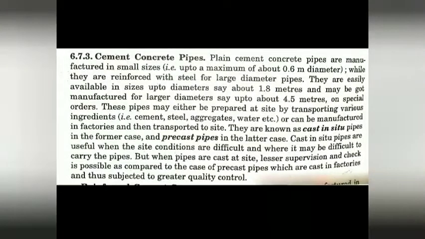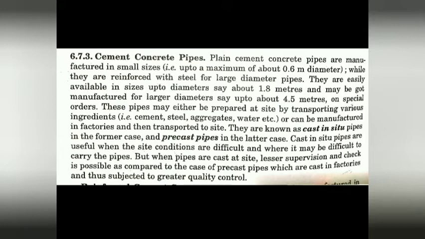Next, we will be considering the cement concrete pipes. When we speak about cement concrete pipes, large diameter pipes come to our imagination. They are generally used in the main line since they are capable of withstanding compression also. That is, the compressive load coming on the pipes can be withstood by the concrete pipes. In order to take care of the tension, we can go for RCC pipes where reinforcement is also provided. Plain cement concrete pipes are manufactured in small sizes up to a maximum of 0.6 meter diameter, while they are reinforced with steel for large diameter pipes.